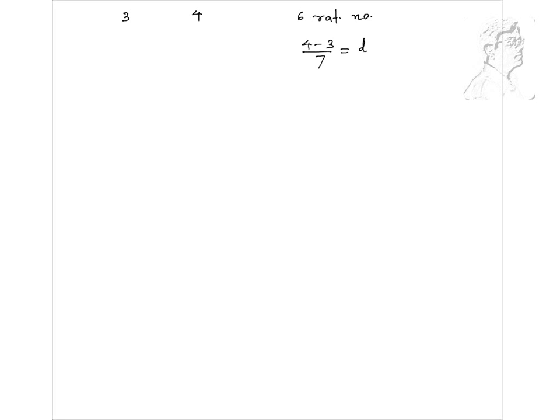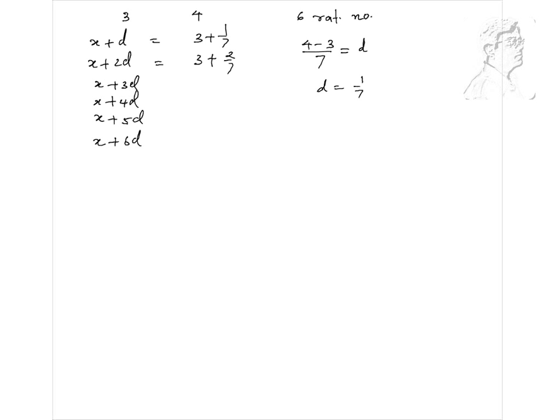Call one part as D. So clearly D is 1 by 7. So x plus D, x plus 2D, x plus 3D, x plus 4D, x plus 5D, x plus 6D will be 6 rational numbers. So 3 plus 1 by 7, 3 plus 2 by 7, and so on and so forth. Can you finish these 6 numbers and tell me what values you are getting for these 6?